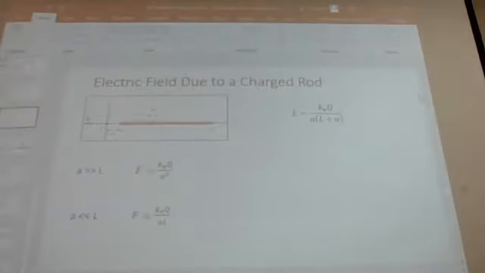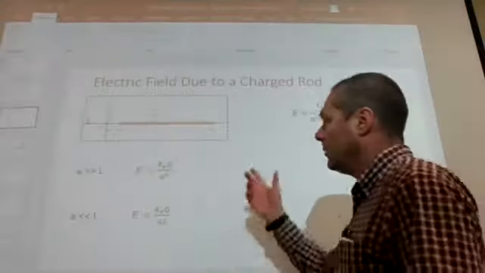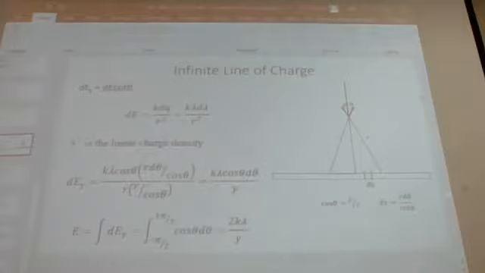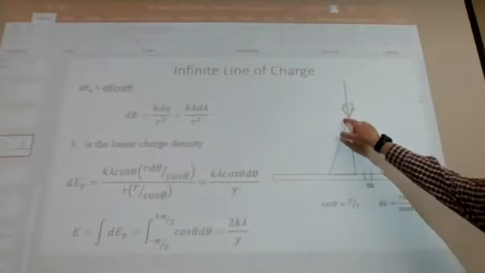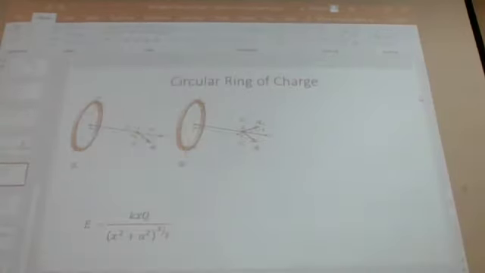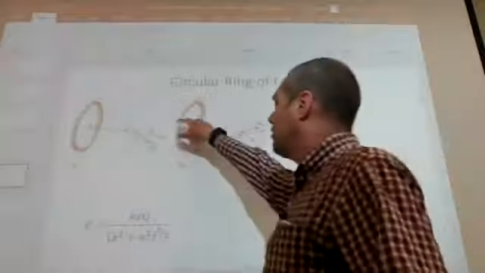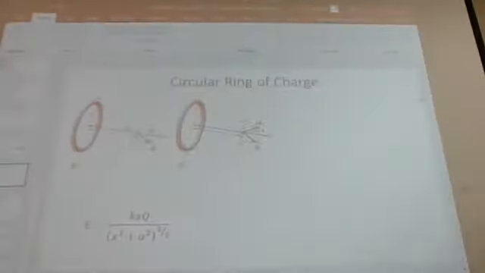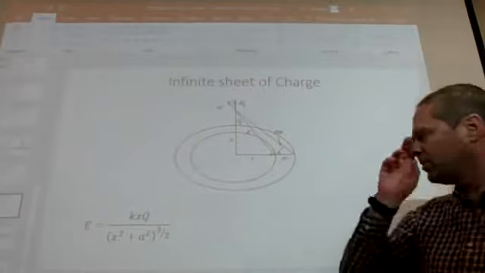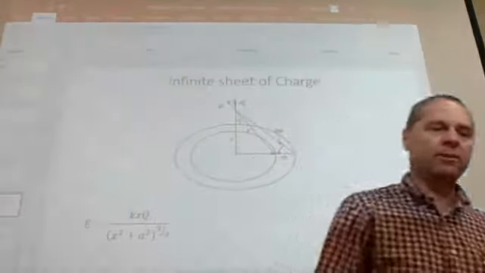We did this with the same rod. We did it with an infinite line charge, but this time being up above here. We did the charged rod from the end, and from being above. We did the circular ring of charge right there. And then we did the infinite sheet of charge, and I just gave you the equation right there.